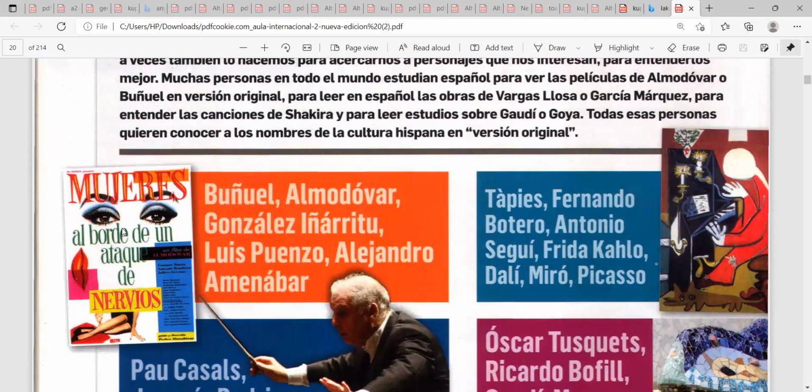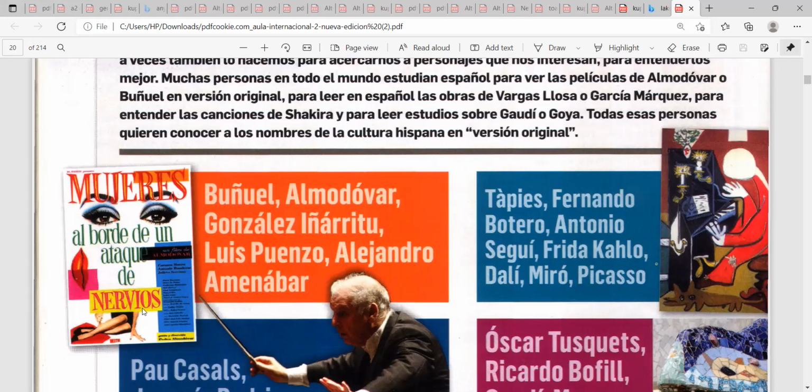Mujeres, women, okay, al borde de un ataque de nervios. Now, mujer, we have women. Mujeres, we have women. Is it clear to you? We have al borde, very important. Al borde, at the border, okay.